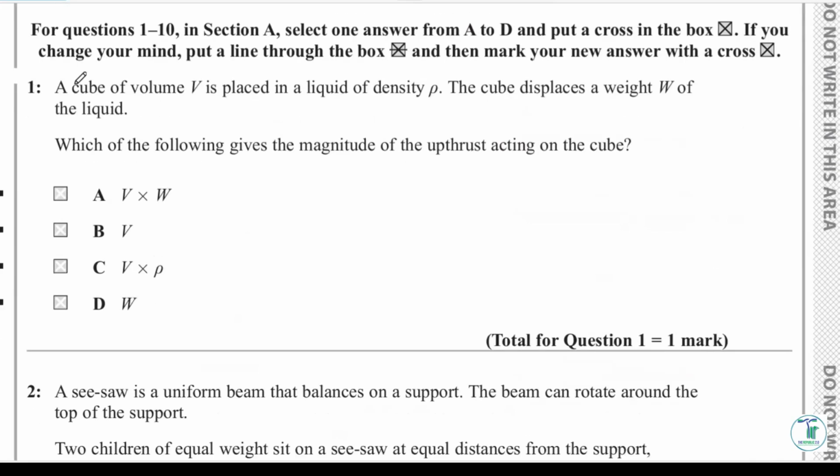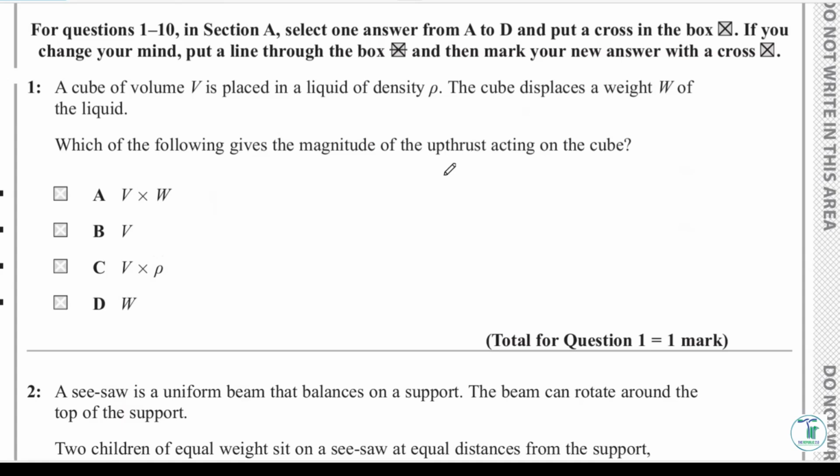You've got this question number 1. A cube of volume V is placed in a liquid of density ρ. The cube displaces the weight of the liquid. Which of the following gives the magnitude of the upthrust acting on the cube? So we just need to talk about that. How can we calculate the magnitude of the upthrust?